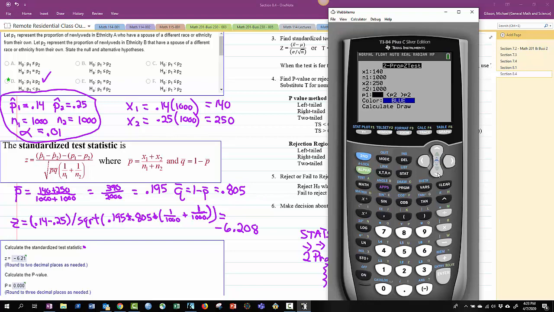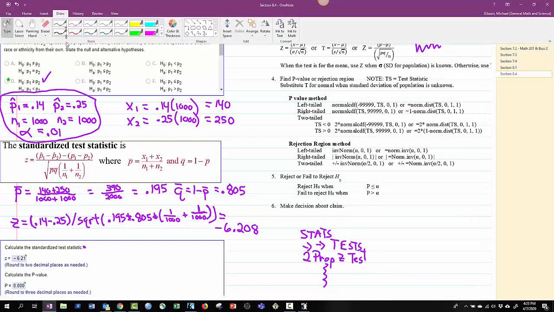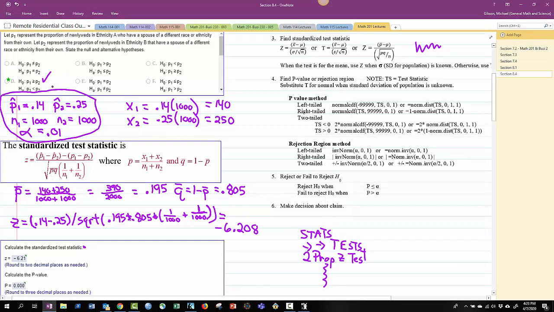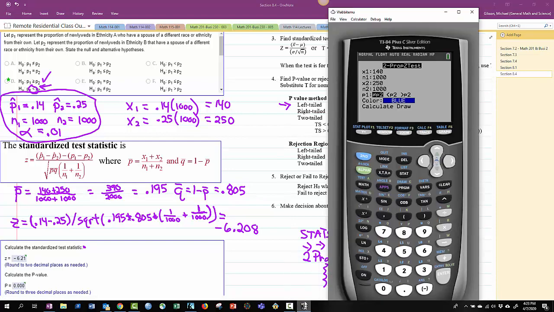So the tail, if you look at it over here, the tail is driven off of the alternative, right? So the alternative right there is a less than. So this is a left-tailed test, right? We're in the left-tailed option here. We're going to end up doing the p-value, but we're in left-tailed. Okay, so we need that in the calculator. So we arrow over right to pick the less than. Hit enter to set it. Arrow down a couple more times.